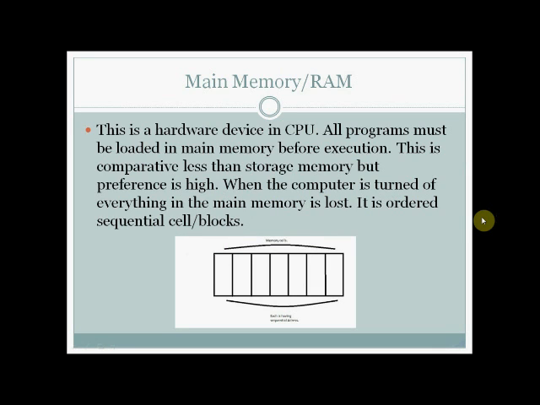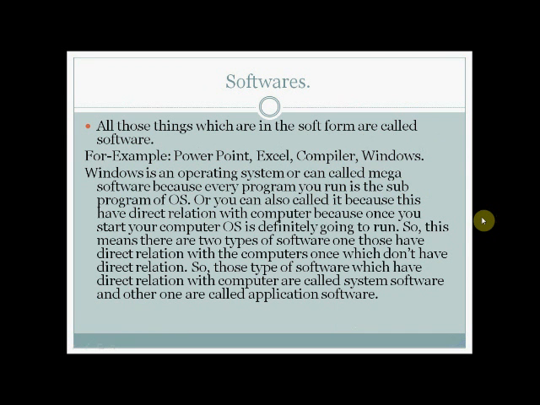What is main memory? Main memory is the sequential block of cells in computer memory or RAM, and all programs must be loaded in main memory before execution. This memory is comparatively less than the storage memory of the hard drive, and when the computer is turned off, everything in the main memory is lost.